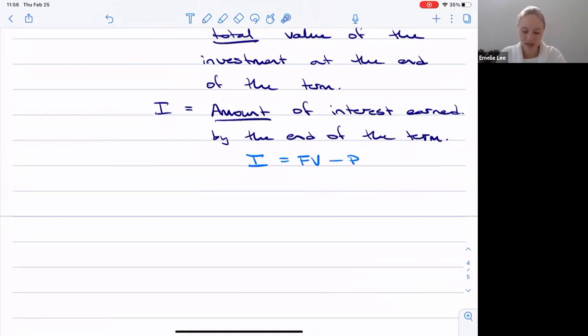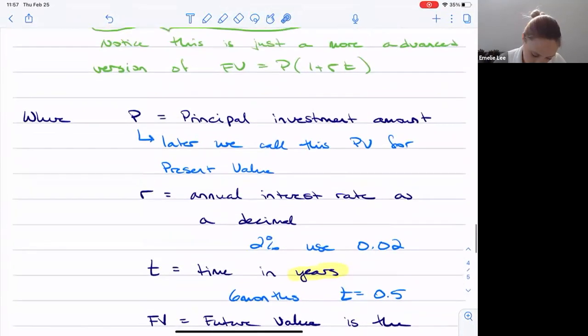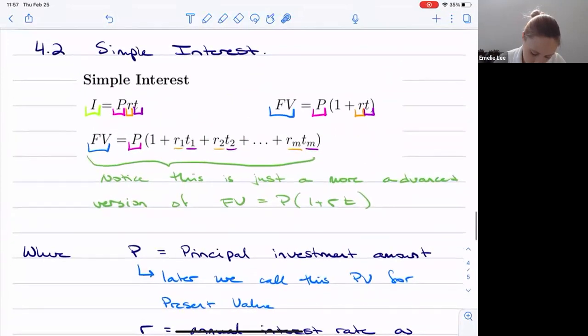So even if we didn't have a formula for I, depending on the information that we had, we would most likely be able to find it just using that future value formula and knowing P. Okay. Let's see here. What else is there? I think that's it.